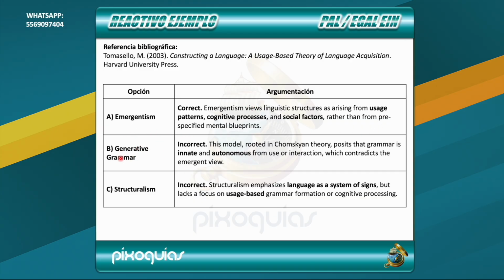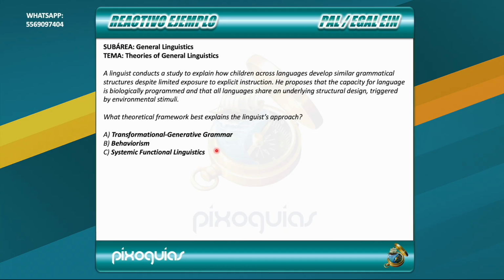By the way, generative grammar and structuralism are incorrect because, for example, generative grammar, this model rooted in Chomskyan theory, posits that grammar is innate and autonomous from use or interaction, which contradicts an emergent view. And structuralism is incorrect because structuralism emphasizes language as a system of signs, but lacks a focus on usage-based grammar formation or cognitive processing. Now we have an exercise of general linguistics with the topic Theories of General Linguistics.